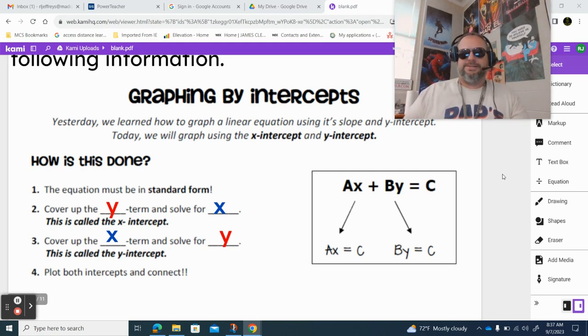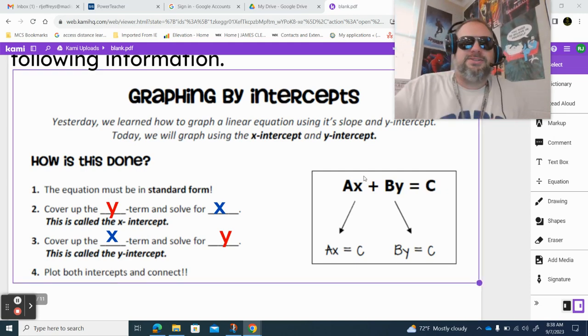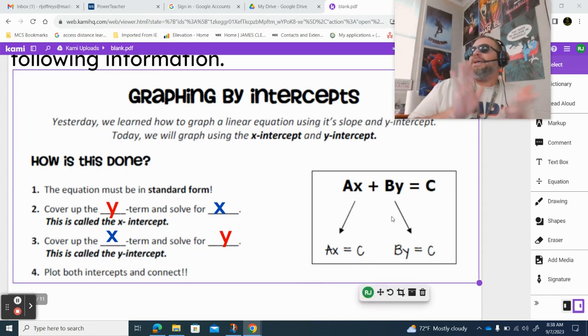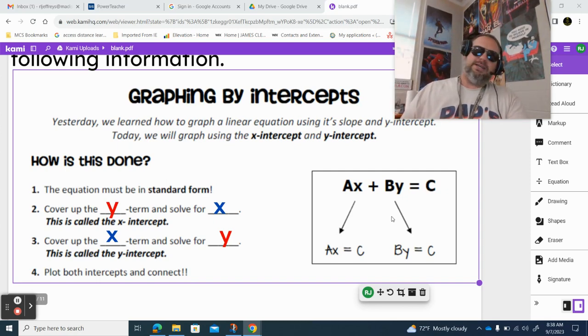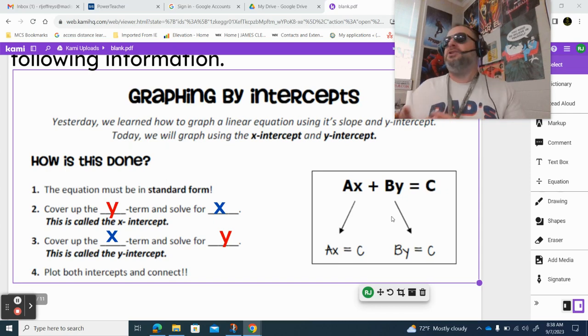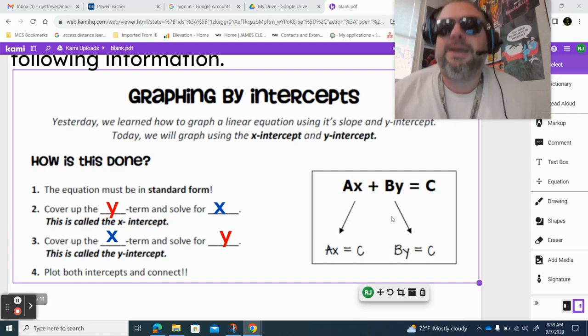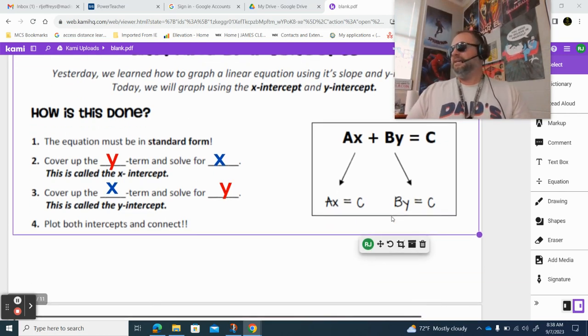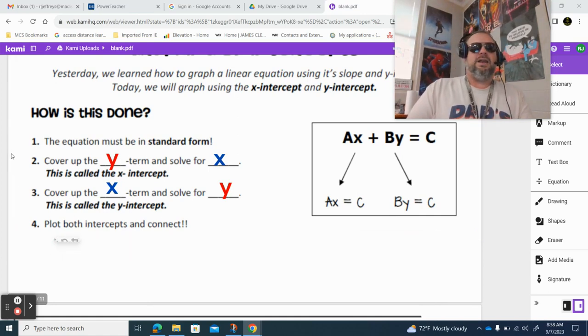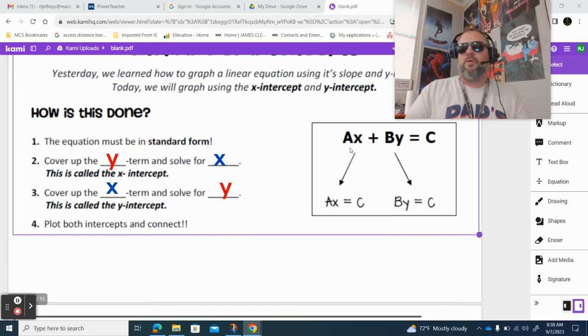That would be hilarious. Okay, so graphing by intercepts. Now, even though we just had a test on what x and y intercepts are yesterday, this may be new material for some of you. Okay, now, how is this done? Hmm. All right. Equation must be in standard form. Standard form is this right here.